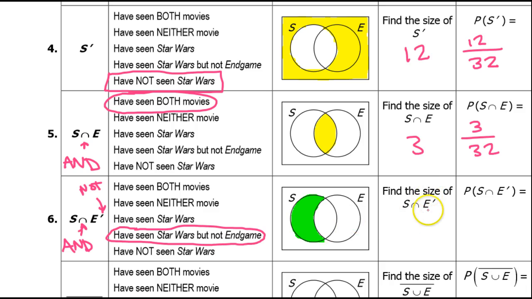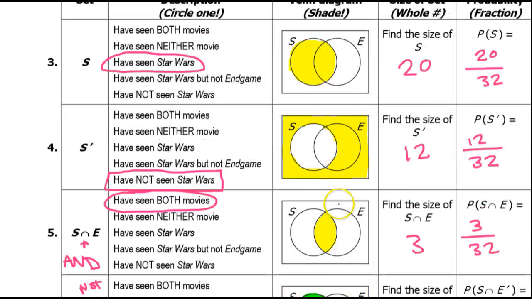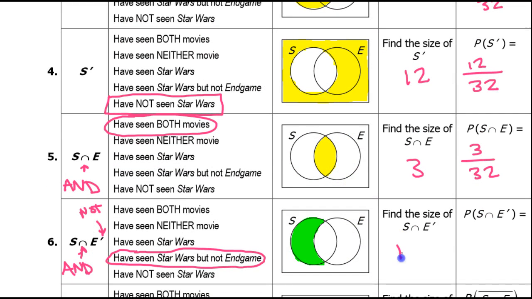All right, what about the size of this? Well, let's just look back at the original picture and see the 17 that's there. So we know that this will be 17. And of course, then the probability will be 17 out of 32.